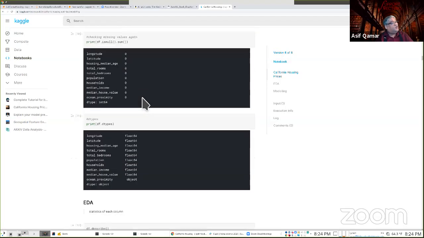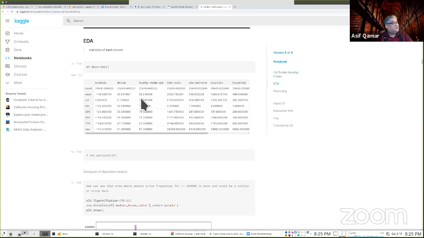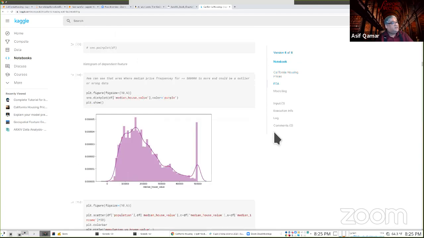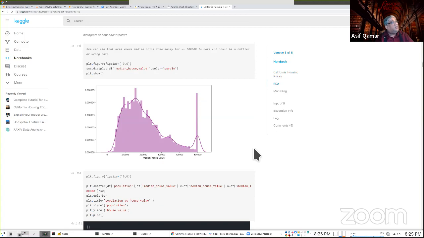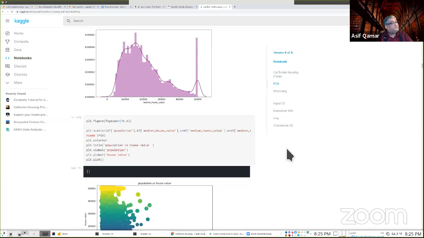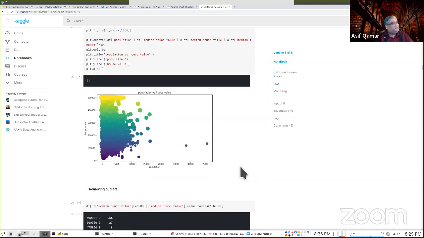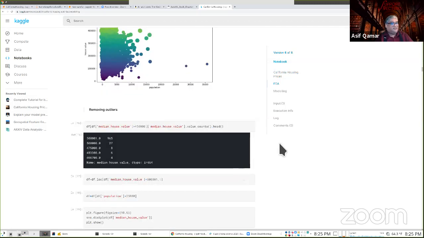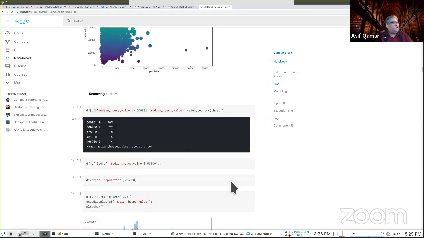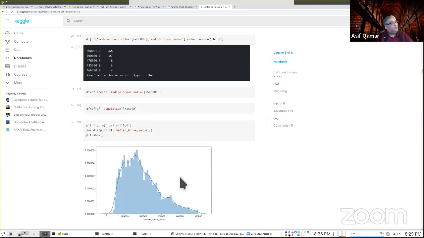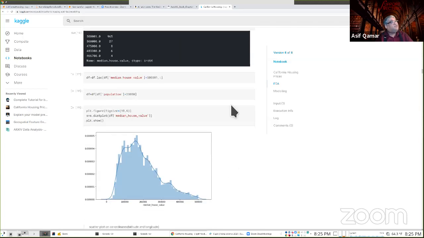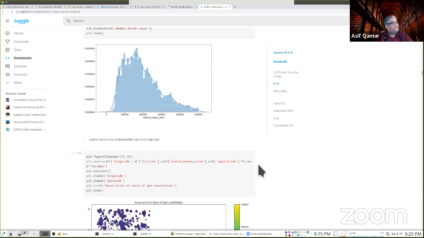Checking for null values, EDA, exploratory data analysis. Let's see what he does. Figures. He notices that there's this big pillar. Probably he'll remove that. Population versus housing, not terribly informative. Removing outliers, good. So he has actually decided to drop outliers, which is very good. Population less than. So in every dimension, he's removing outliers.